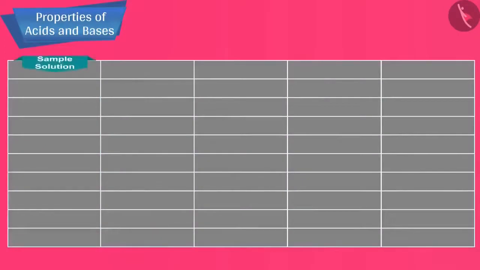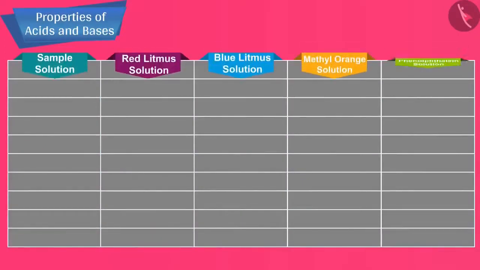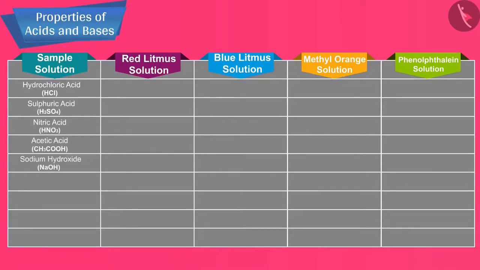Let us conduct an activity and see how different substances change color with different indicators. Collect the following solutions from the science laboratory: hydrochloric acid HCl, sulfuric acid H2SO4, nitric acid HNO3, acetic acid CH3COOH, sodium hydroxide NaOH, calcium hydroxide Ca(OH)2, potassium hydroxide KOH, magnesium hydroxide Mg(OH)2 and ammonium hydroxide NH4OH.